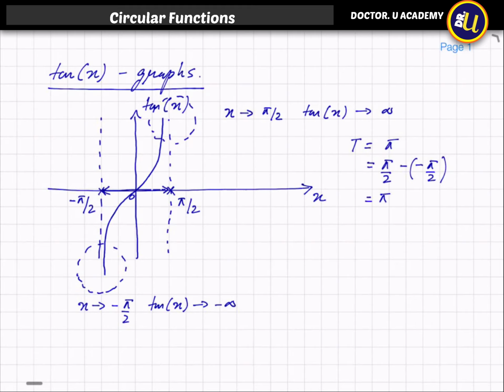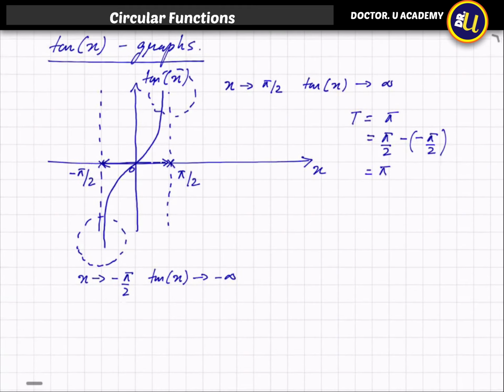Okay. So now in general, if you have a function like f(x) equals tan nx, there is a coefficient in front of x now. So how to find the period? That would be pi divided by n.